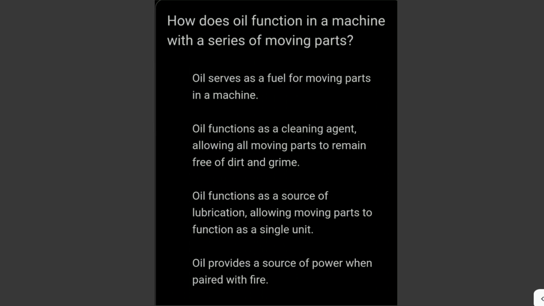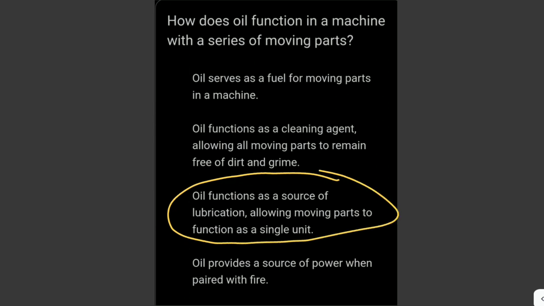How does oil function in a machine with a series of moving parts? Oil serves as a fuel for moving parts in a machine. Oil functions as a cleaning agent, allowing all moving parts to remain free of dirt and grime. Oil functions as a source of lubrication, allowing moving parts to function as a single unit. Oil provides a source of power when paired with fire. Well, in a machine with many moving parts, oil typically serves as a source of lubrication. So the answer here is this one: oil functions as a source of lubrication, allowing moving parts to function as a single unit.